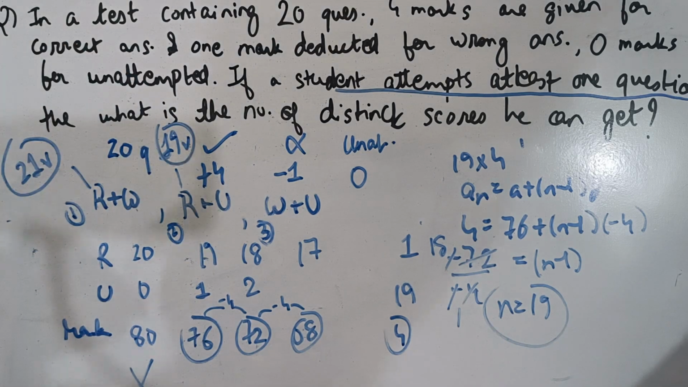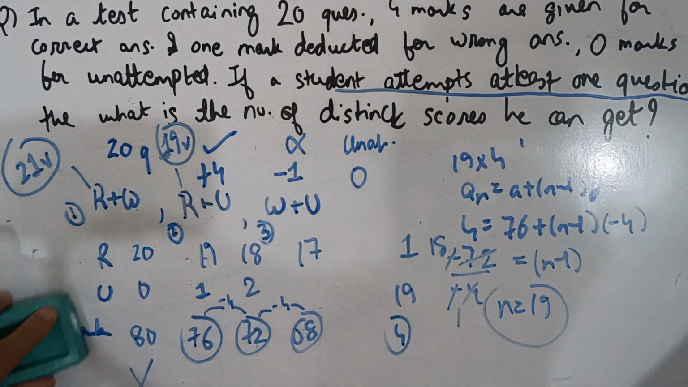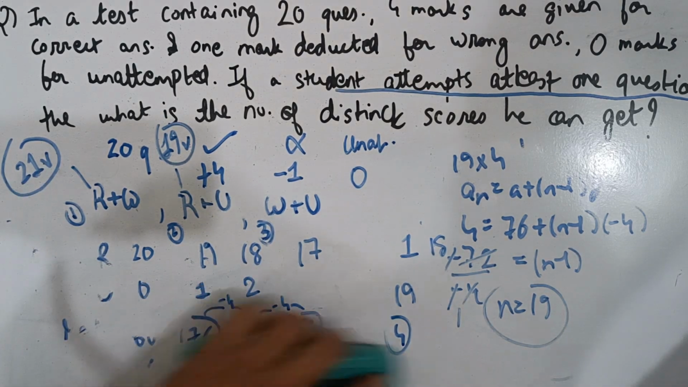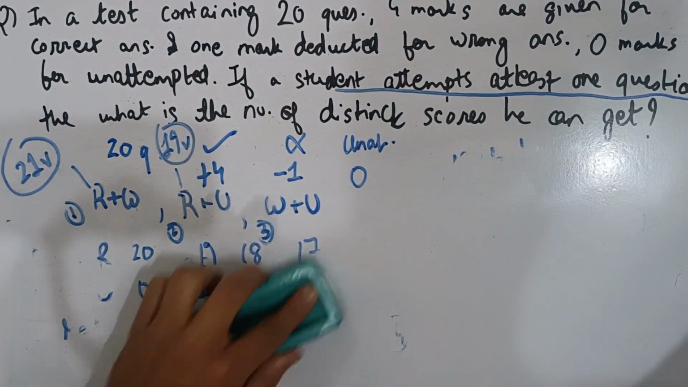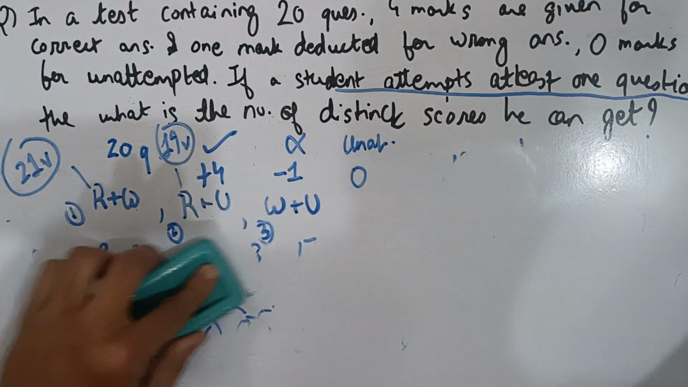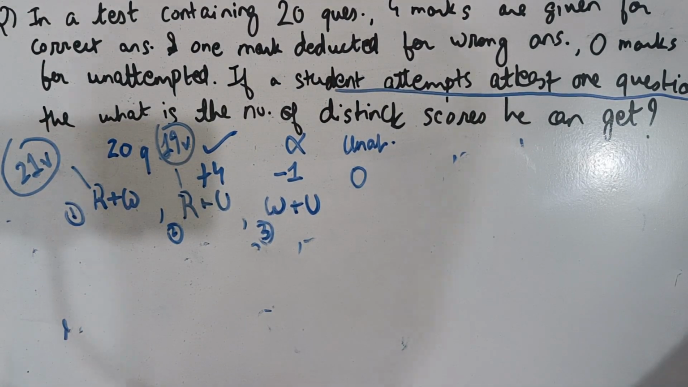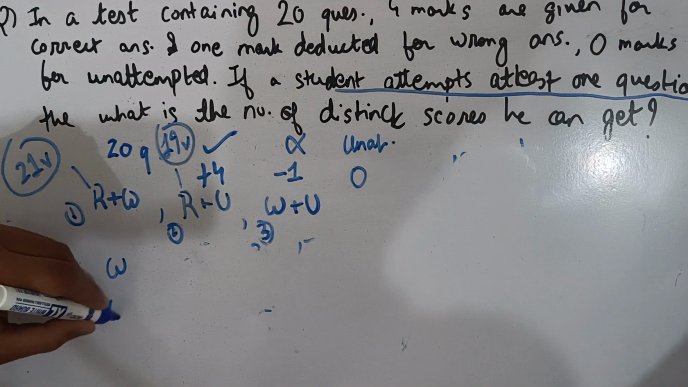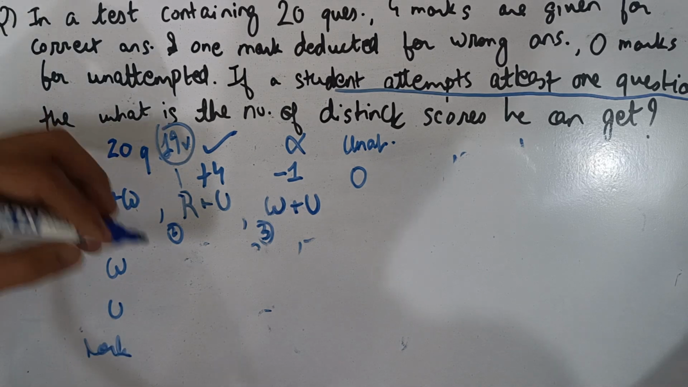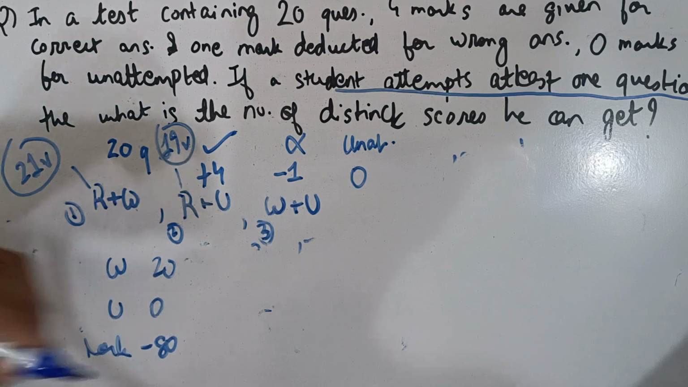19 values. Now we'll proceed to the third case, that is, if he does only wrong questions and unattempted questions. In the last condition, it is given that he is only doing the questions wrong and unattempted, and the marks he gets. If he does all the questions wrong and none are unattempted, this comes out to be -80.